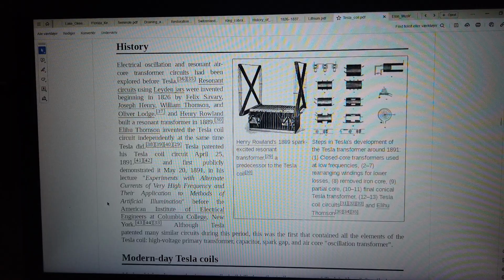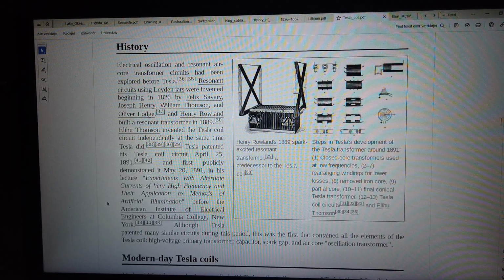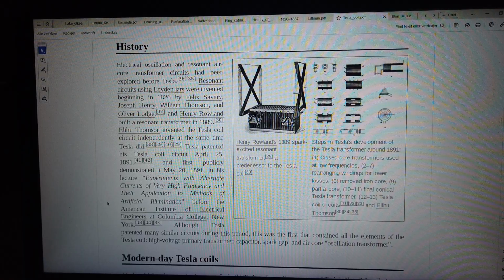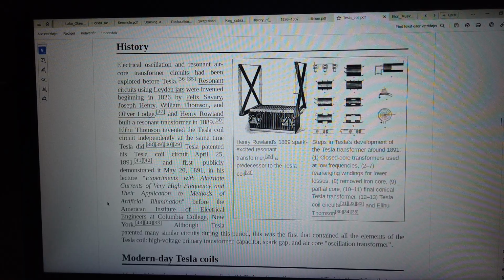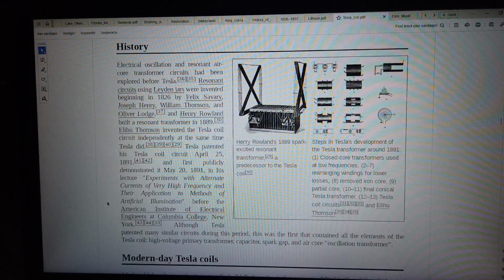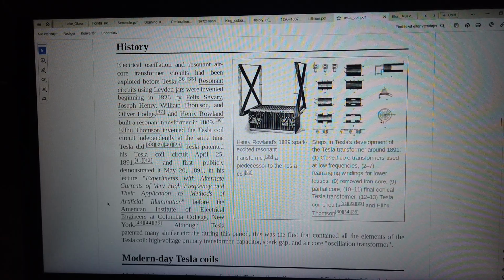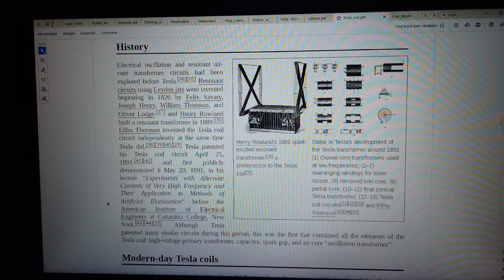Electrical oscillation and resonant air core transformer circuits had been explored before Tesla. Resonant circuits using Leyden jars were invented beginning in 1826 by Felix Savary, Joseph Henry, William Thomson, and Oliver Lodge. And Henry Rowland built a resonant transformer in 1889.